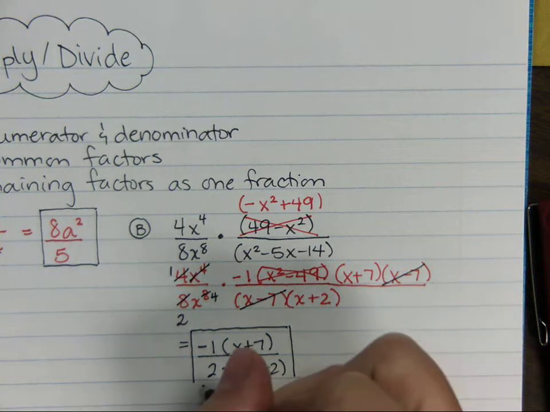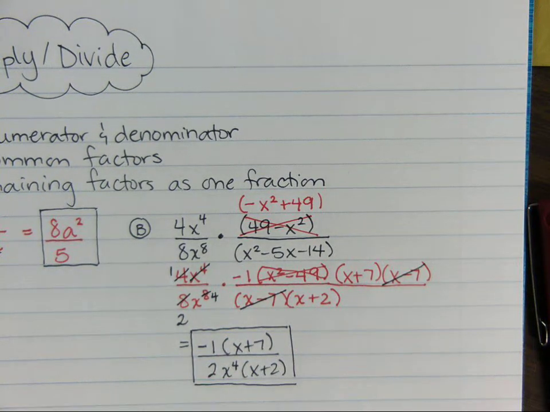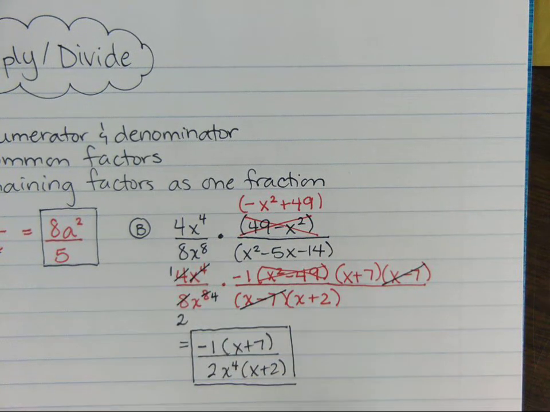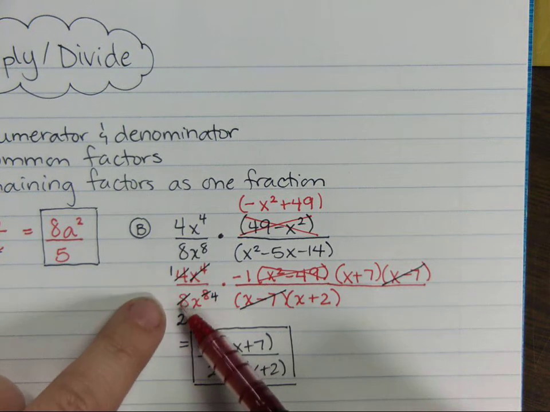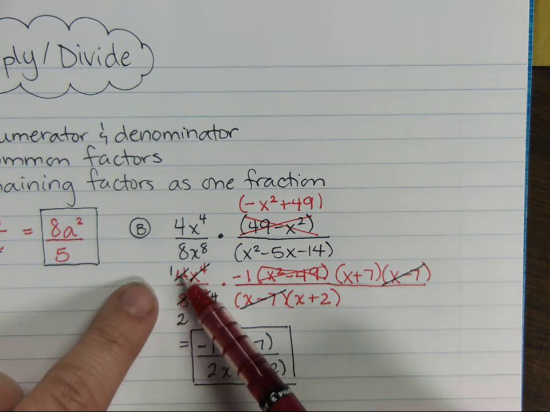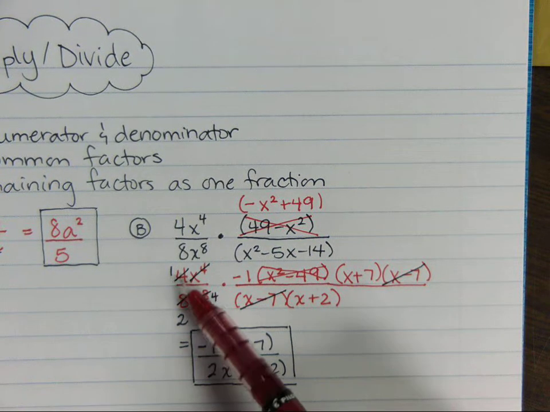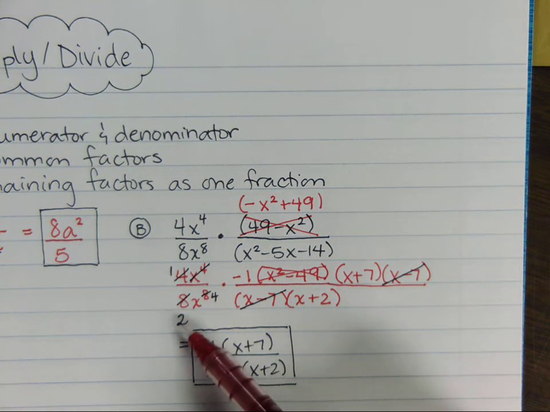How did you get from 4x to the 4th power over 8x to the 8th power to 1 over 2x to the 4th? The way that you simplify this piece down here is very similar to what we worked on a couple of days ago, where you want to simplify the number portion. Between 4 and 8, I can take a 4 out, and so I'm left with only a factor of 1 up top and 2 in the bottom.